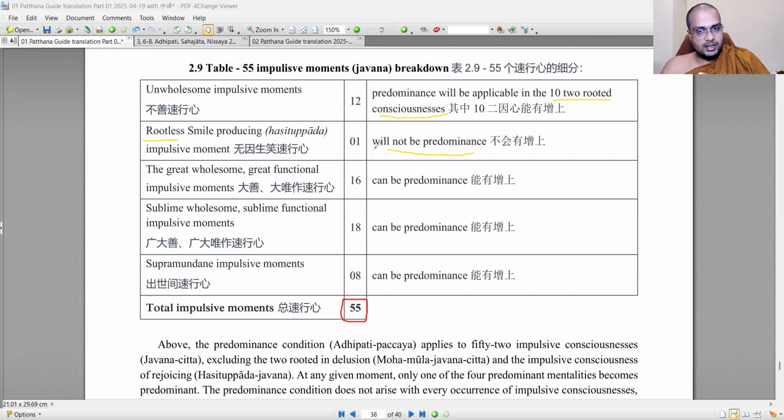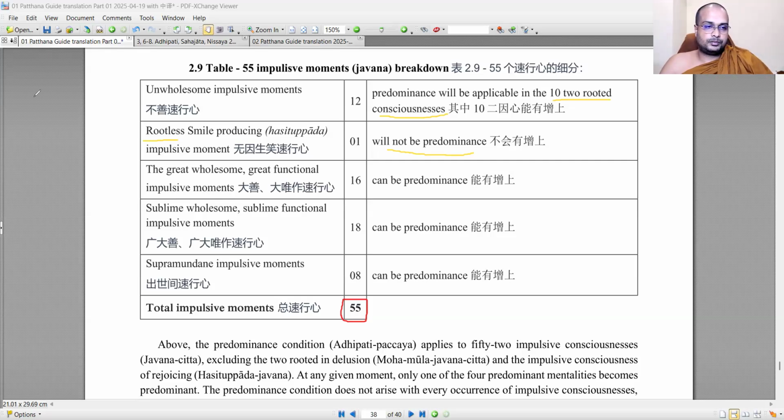And when you compare it with the faculty condition, it's like a lesser king who is ruling a kingdom. So we have to know here that only one dhamma, only one conditioning state, will be predominant. And we have to know that at all times the predominance condition will not be applicable for some of the chittas.